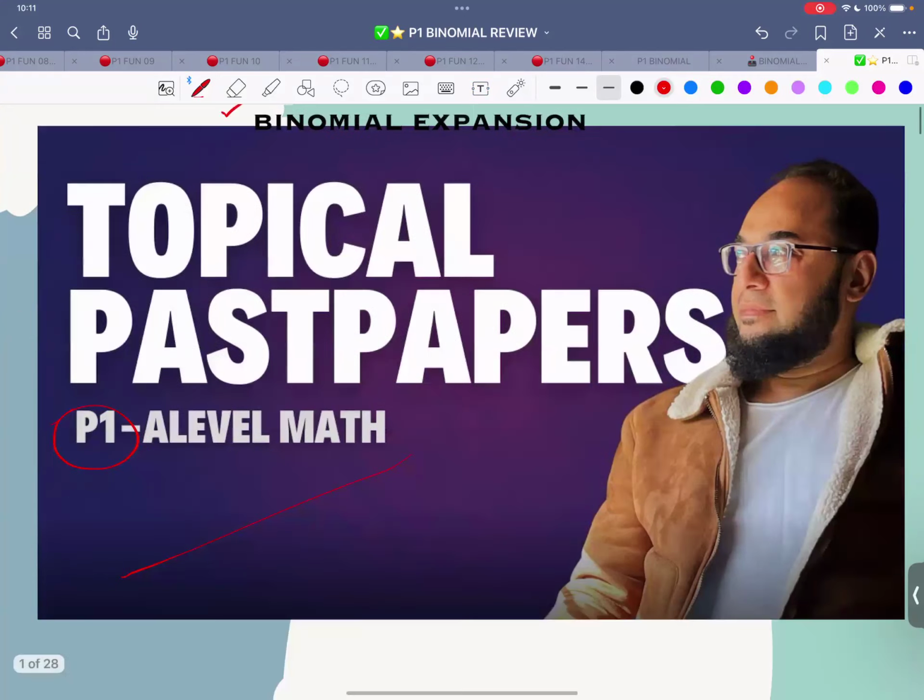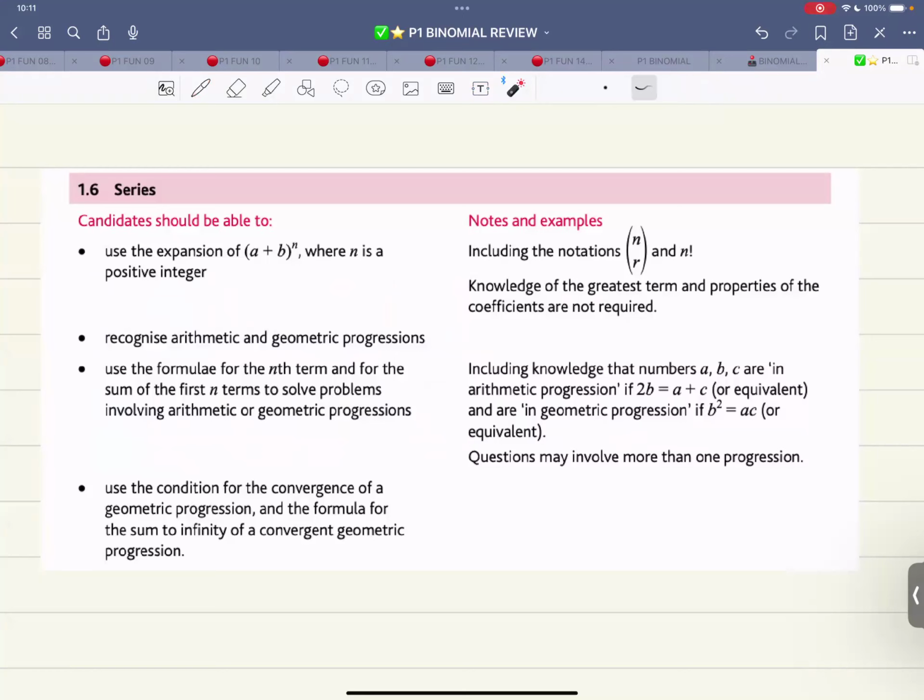Now, when we look at this chapter from the perspective of the syllabus, let's highlight. It says use the expansion of (a + b)^n where n is a positive integer. So in P1, the binomial expansion that we solve is related to positive integers only, including the notation nCr. This thing written over here is basically nCr, n factorial, we are all aware of it, and we'll focus a little bit more later on.